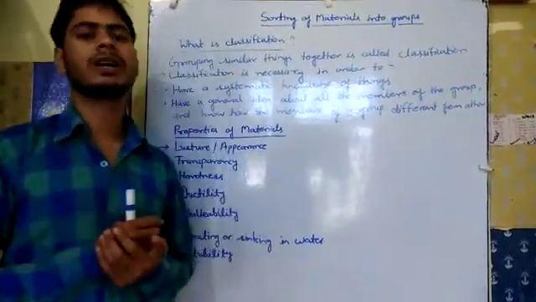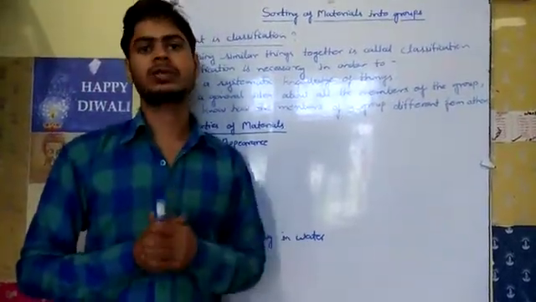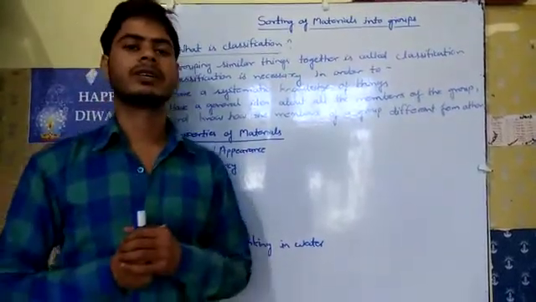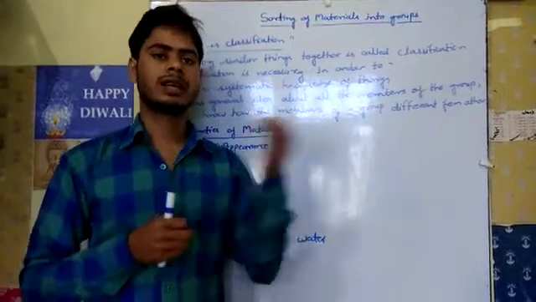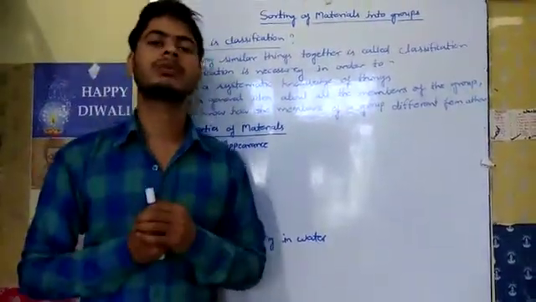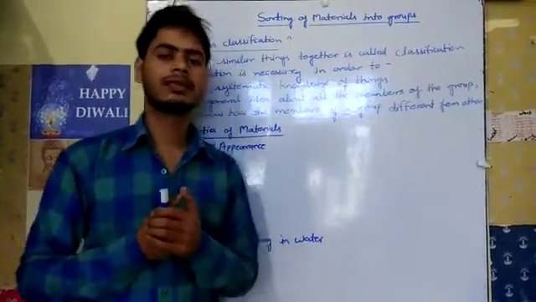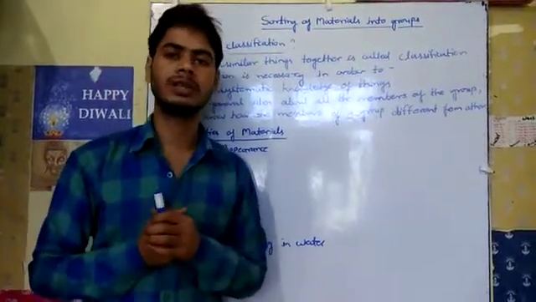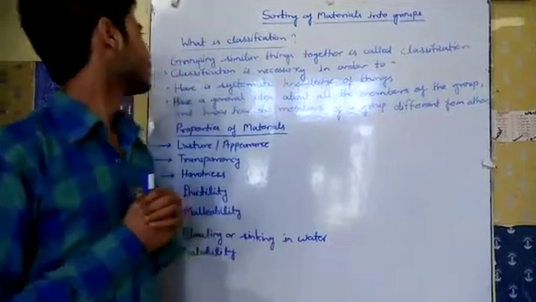Now suppose if you want to drink water, we use a glass. A glass is an object, and the clothes which we wear are also objects. But the glass and the clothes have different properties. So it is very essential to categorize objects into different groups on the basis of their properties or their similarities. So what is classification?